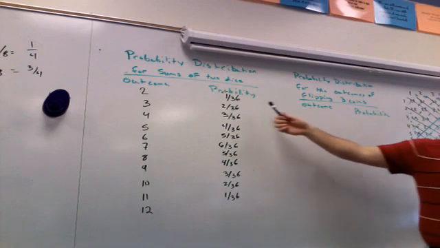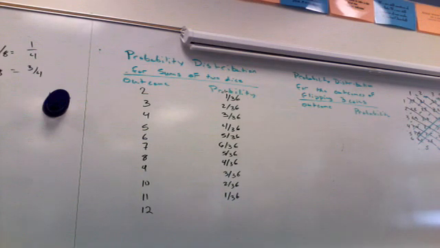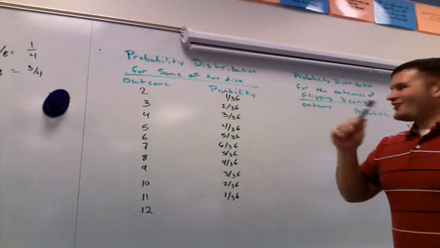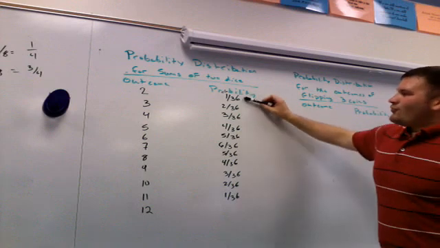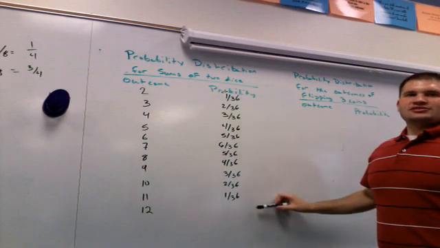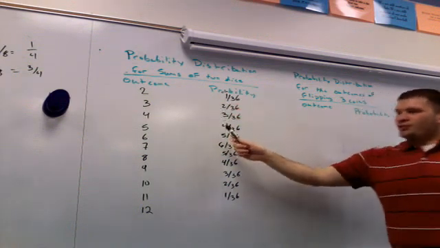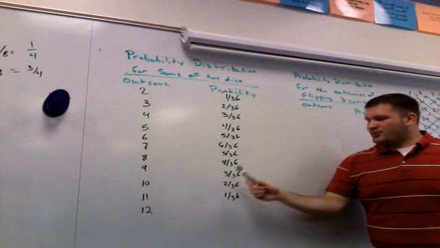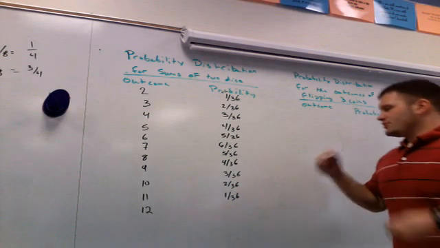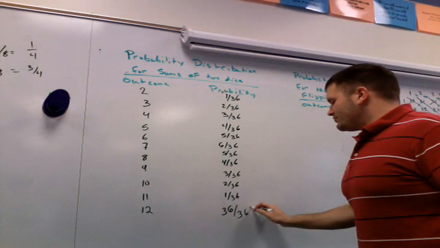If I take these probabilities and I add them all up, what do you guys think I'm going to get? 36. You ready to do it? Okay. You're right. Now, remember when we add fractions, guys, we only add the tops. Okay? So 1 plus 2 plus 3 plus 4 plus 5 plus 6 plus 5 plus 4 plus 3 plus 2 plus 1. If I add those all up, we get what, Greg? 36. And does anybody know what 36 out of 36 reduces to?